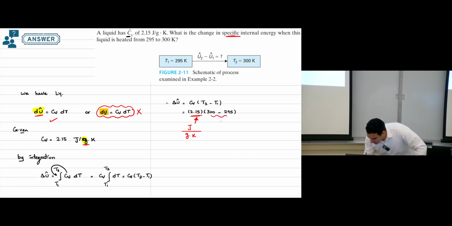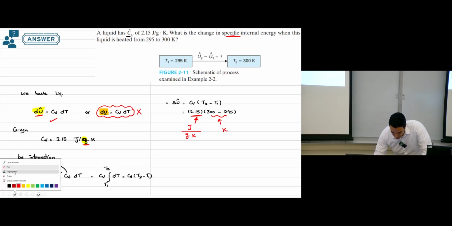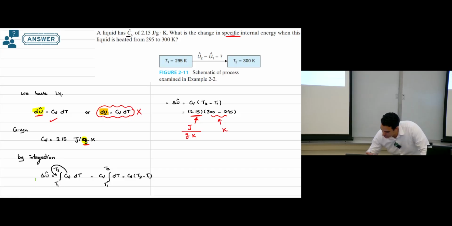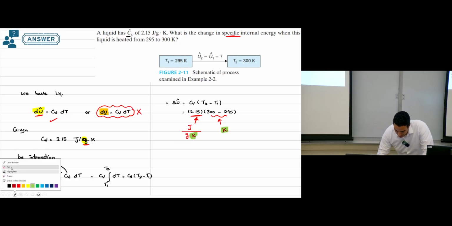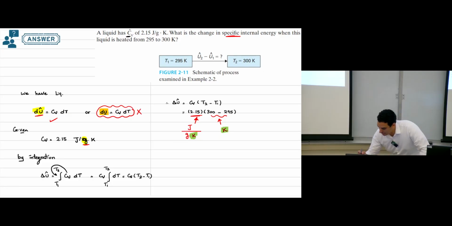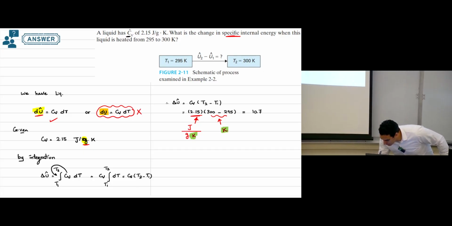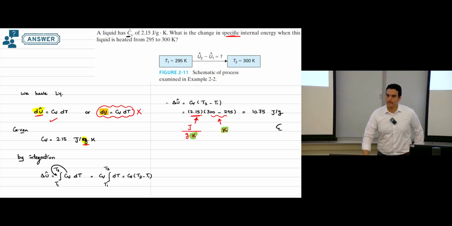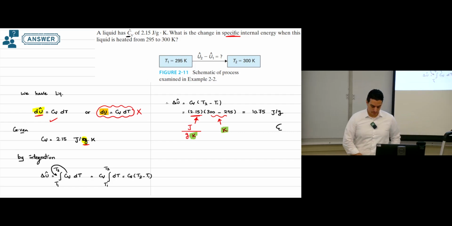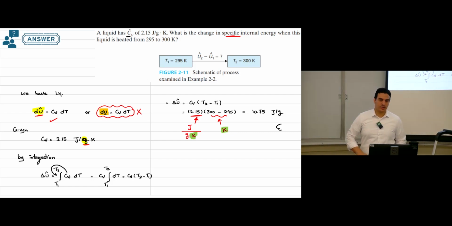The temperature we have here is Kelvin. So if you just put in the units in this example, you will see that this Kelvin will be cancelled with this Kelvin. And at the end, you substitute the numbers. So what you will have, the change in the internal energy will be 10.75 joule per gram. And this is what we need to find. Clear?